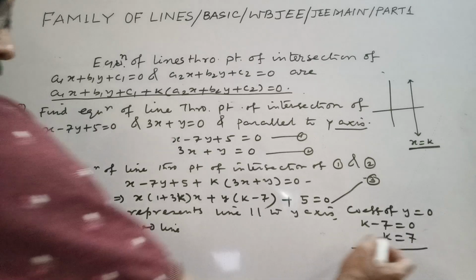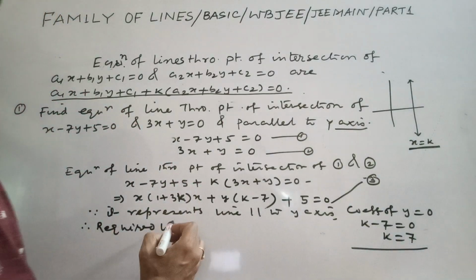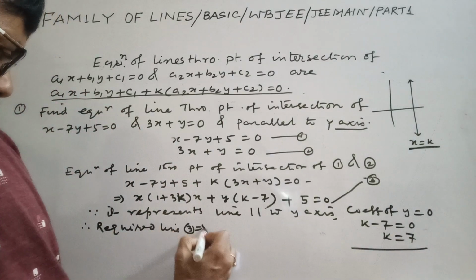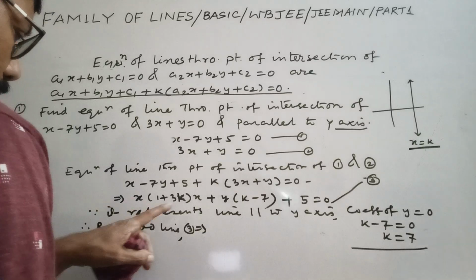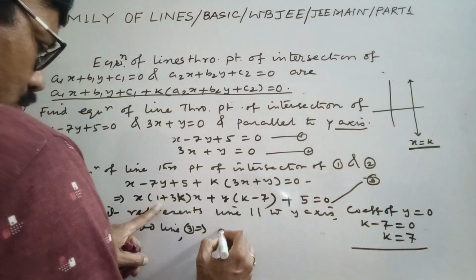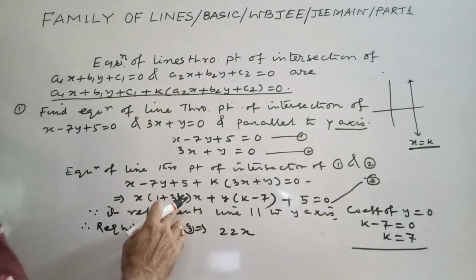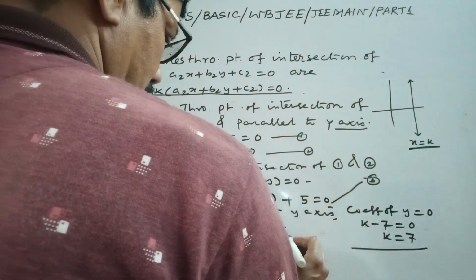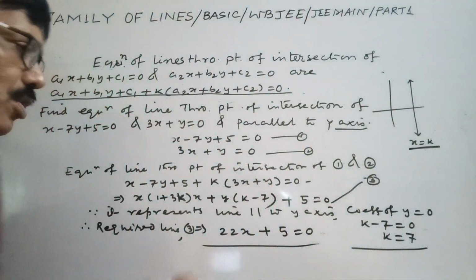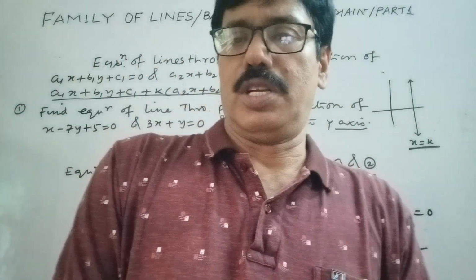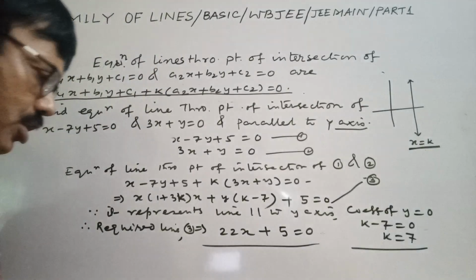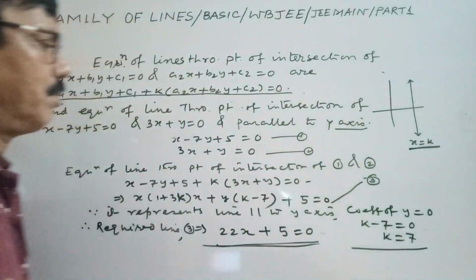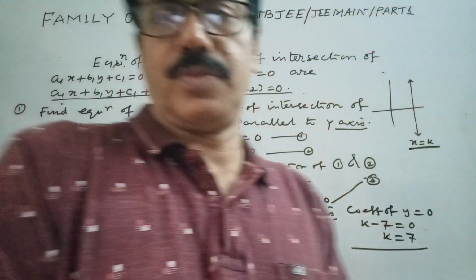So what is the value of k? k equals 7. So 1 plus 7 into 3 gives 22x, plus 0 times y, plus 5 equals 0. So our final answer is 22x plus 5 equals 0.